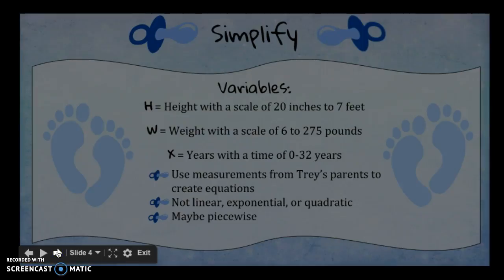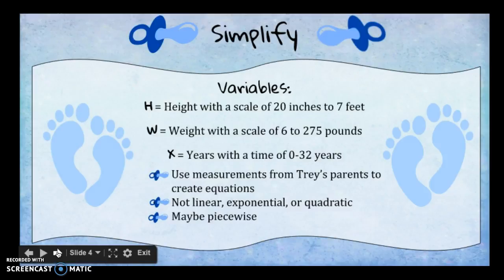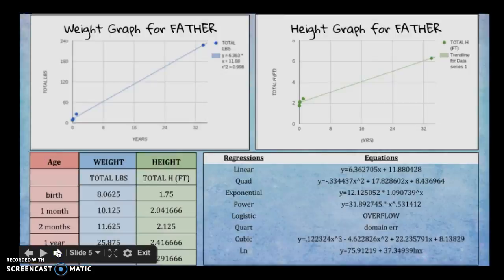We use the variable h for height, w for weight, and x to represent time in years. We believe the equation of best fit is not linear, exponential, or quadratic due to growth tendencies. To represent Trey as he grows, we showed change through graphs and tables. The first graphs and tables seen here are the weight and the height of the father. After checking for the best regression equation for the data, the natural log function represented our data most realistically.